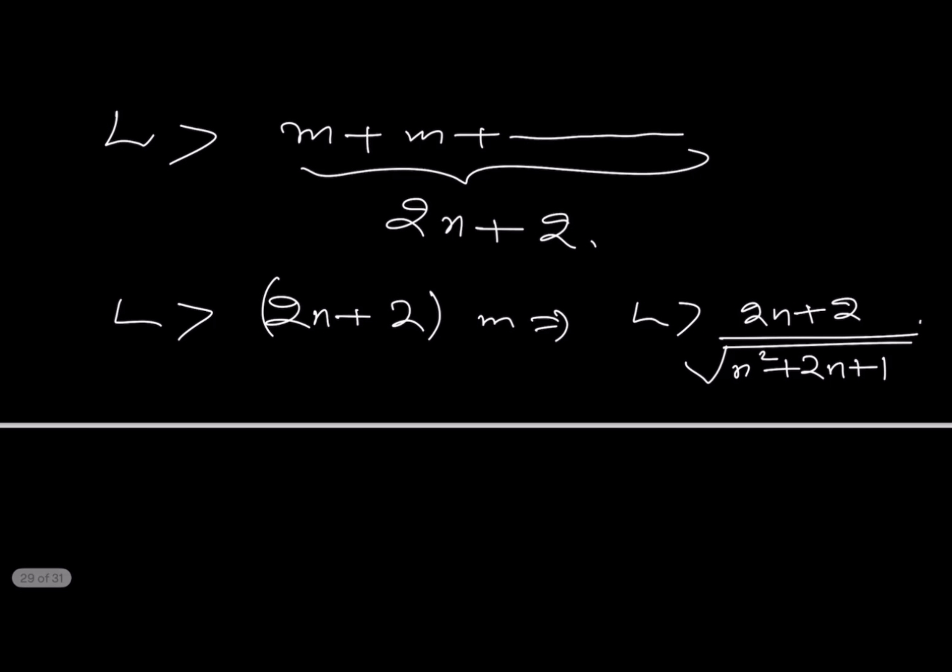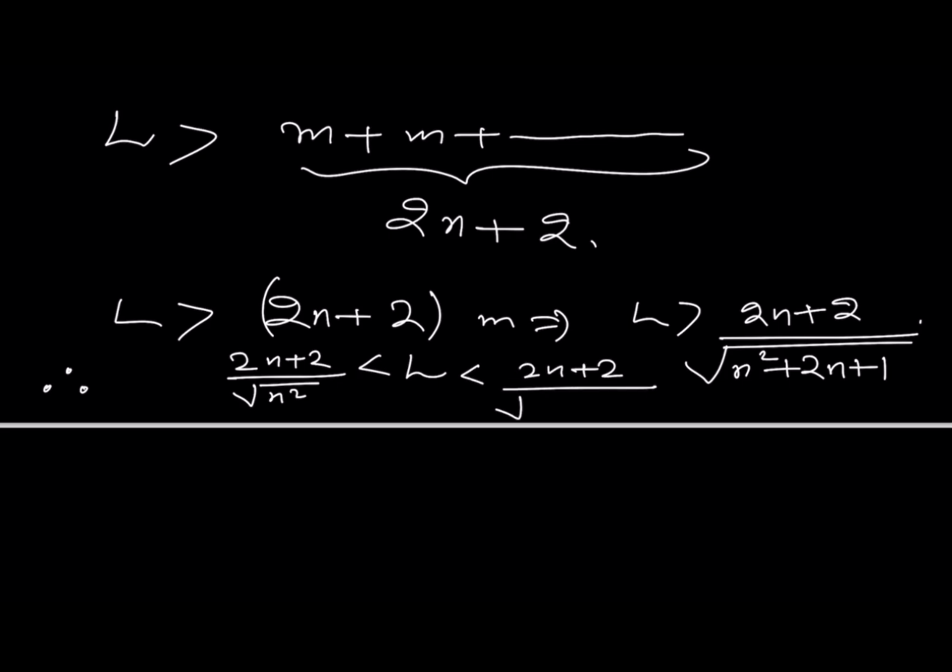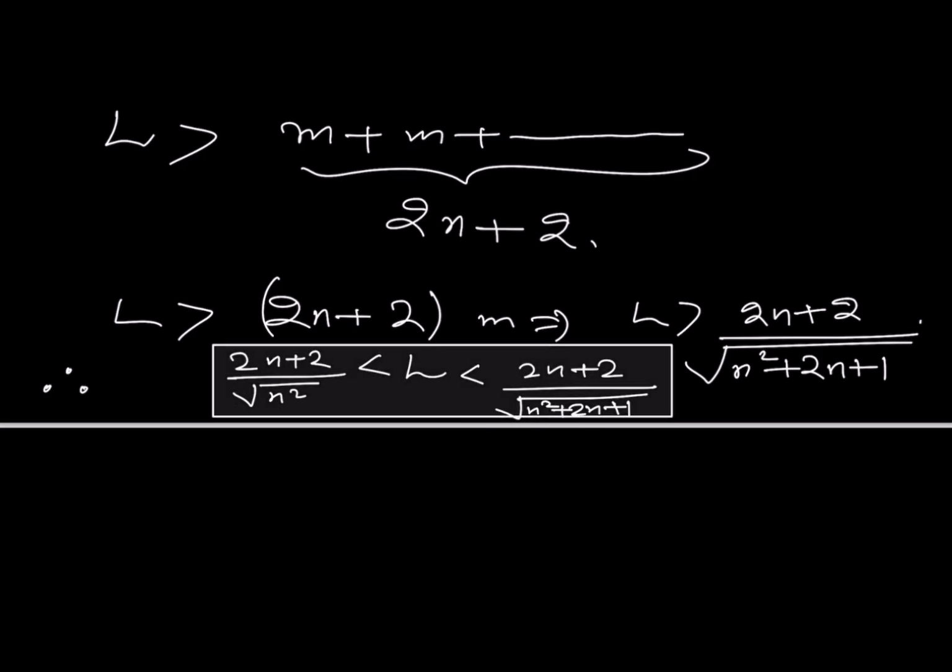So from these two we can conclude L lies between (2n + 2)/root(n square) and (2n + 2)/root(n square + 2n + 1), which completes the proof.